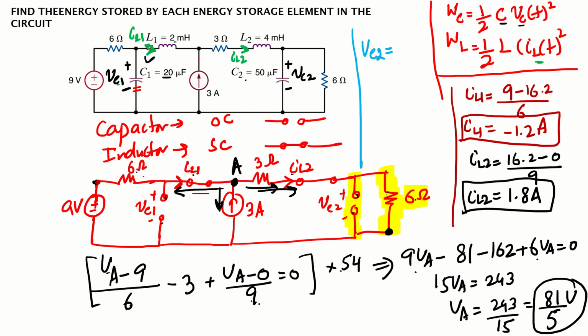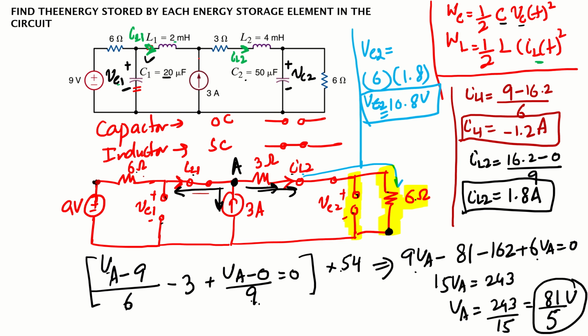Voltage drop across 6 ohm will be, if we know the current flowing through this one, this is the same current, IL2, flowing through this one. So value of resistor multiplied by the current. What is the value of current? 1.8. So 6 times 1.8 will give me 10.8 volts. That is VC2, the voltage drop across capacitor 2.